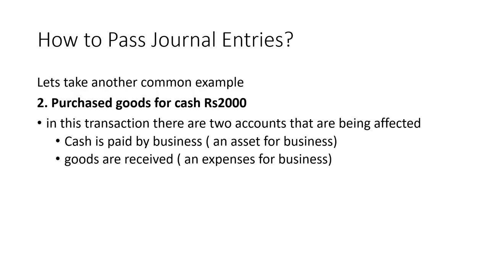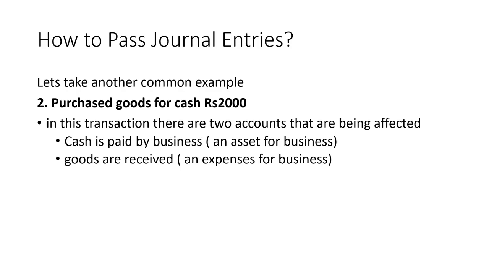Let's see. In this transaction, there are two accounts being affected. Cash is paid by the business, an asset for the business, and goods are received. Here, you may say goods is an asset. Yes, of course, the stock item that we are buying is kind of an asset. But since we purchase very often and we do not intend to keep these goods in the business forever or for a long period of time, we do not consider it an asset. Rather, we consider it an expense.